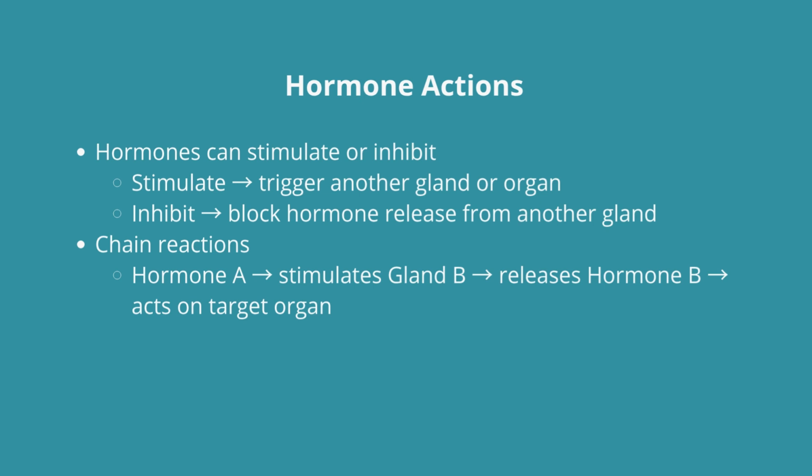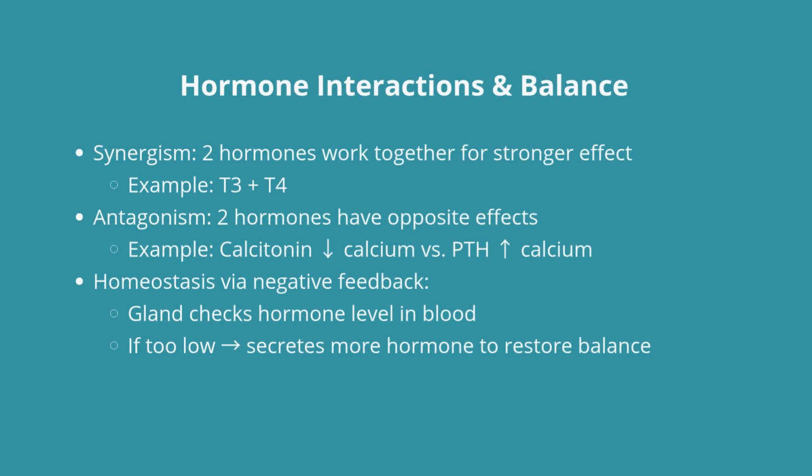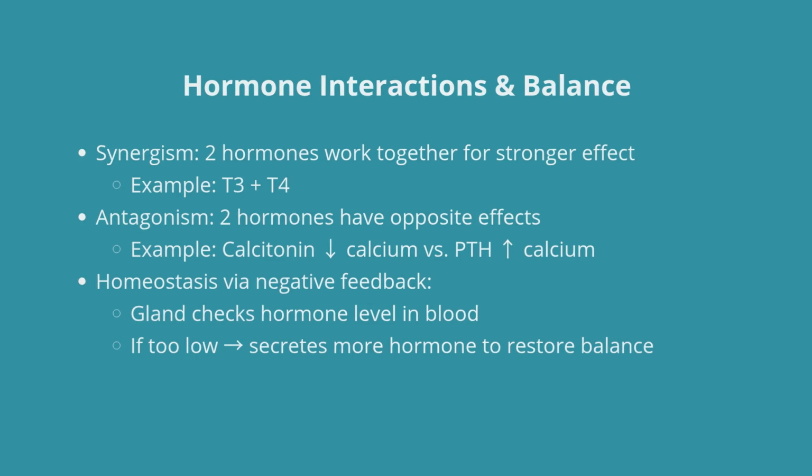Sometimes hormones act in a chain reaction. One gland releases a hormone that stimulates another gland, which then releases its own hormone to act on a target organ. Hormones may also interact in different ways. Synergism happens when two hormones enhance each other's effects. In contrast, antagonism occurs when two hormones have opposite effects. Finally, the endocrine system maintains homeostasis using a negative feedback loop. If hormone levels are too low, the gland responds by secreting more until balance is restored.